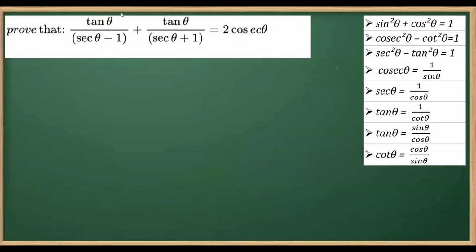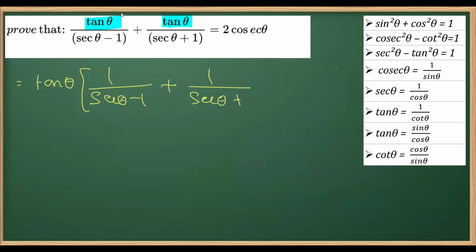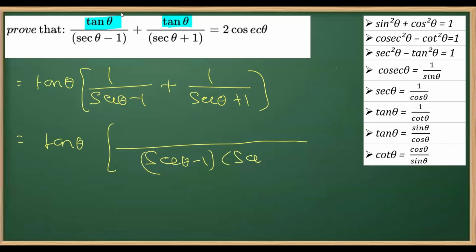So in the next question, very similar to the previous, here too we are going to take tan theta as common. So if I take tan theta as common, this is tan theta outside, and inside we'll get 1 over sec theta minus 1, and a plus sign here, 1 over sec theta plus 1. This is tan theta only, and on taking LCM, this is going to be sec theta minus 1 multiplied by sec theta plus 1.